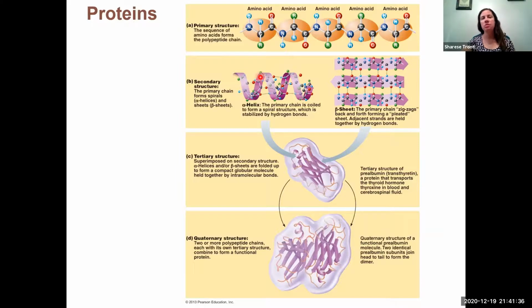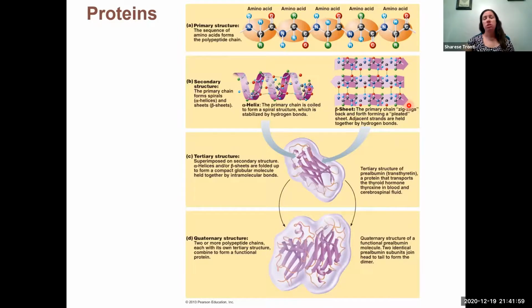And there are 2 different secondary structures you need to know. There's the alpha helix. It's going to be this spiral structure here. There's also the beta sheets. This is where the chain is just going to fold back on itself into sheets like that.